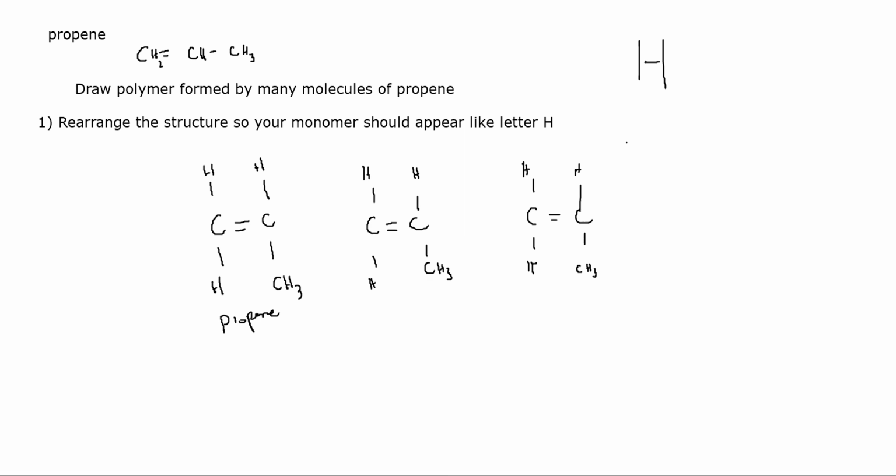Here CH3 will not make a branch. Why will it not make a branch? Because you select the longest carbon chain. When you select the longest carbon chain, you start here and finish at this point, so it's not a branch. We cannot put it beside the carbon; if you try to draw CH3 here, you will be confused when drawing the polymer. So better your monomer should appear like letter H only. So it's CH3.